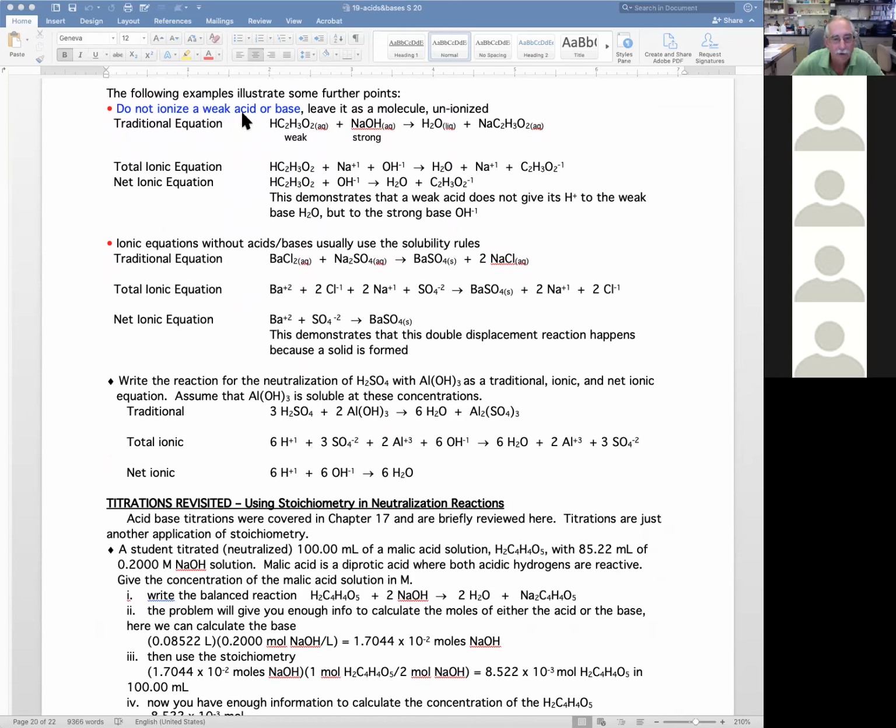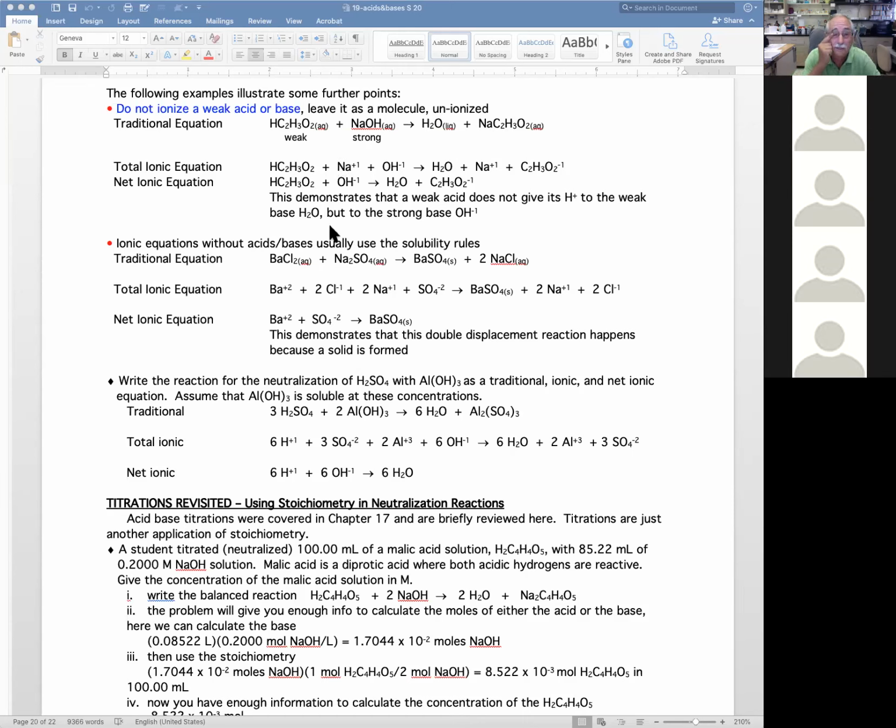Don't ionize a weak acid or a base. Simply leave it as a molecule because that's the predominant form that you find in solution. So here's a weak acid, here's a strong base. So the total ionic equation, I leave it this way, even though there is some that is ionized. That would be dissolved, that's simply water, that would be dissolved, right? And the net ionic equation, the only spectator I can leave out is sodium.